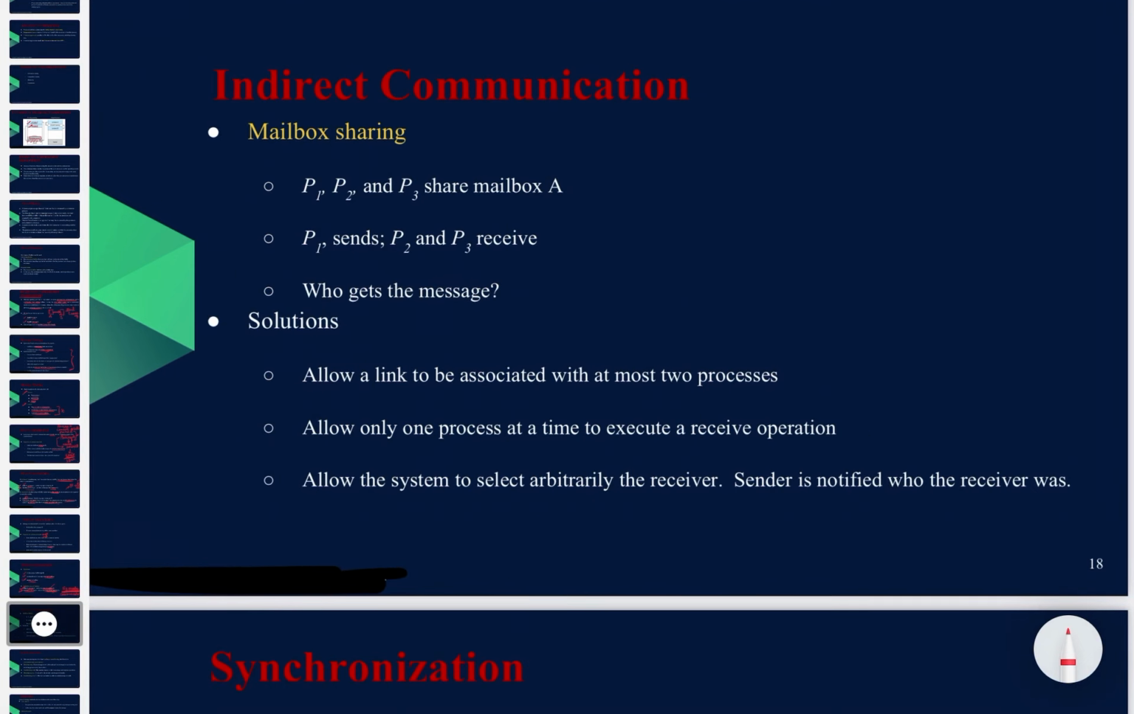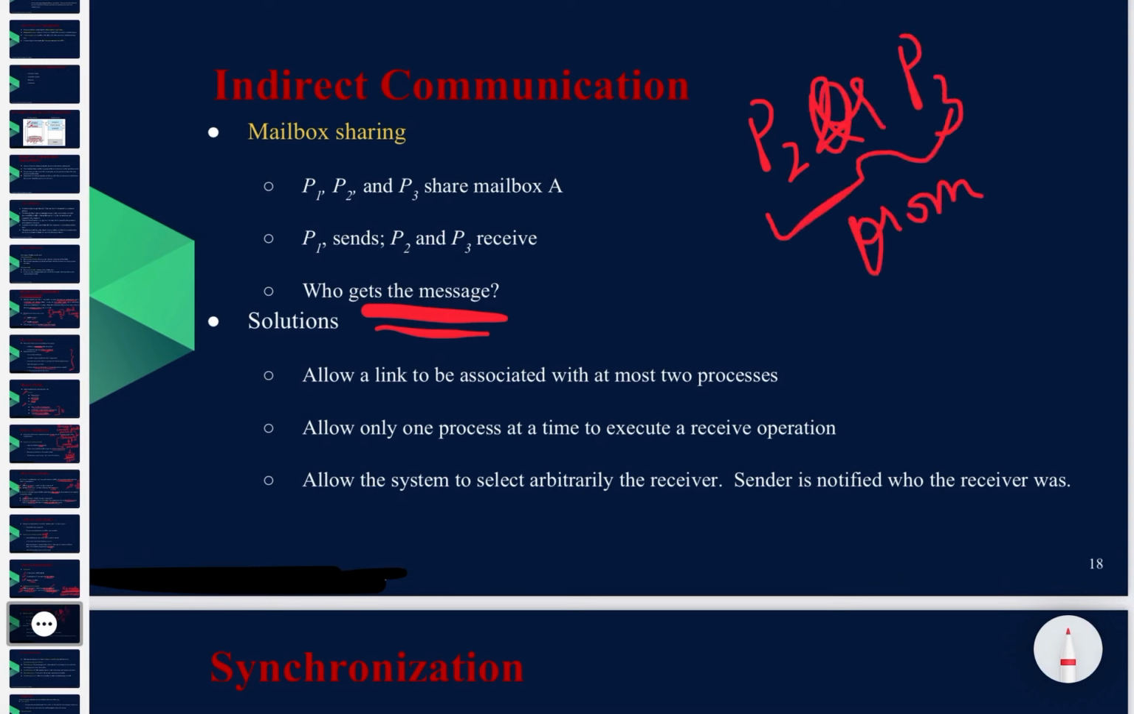Indirect communication, mailbox sharing. P1, P2 and P3 share a mailbox. P1 sends, P2 and P3 receive. Now the question arises: who got the message? Did P2 get the message or did P3 get the message from P1? So the solution: allow a link to be associated with at most two processes. That means maximum two processes at most.